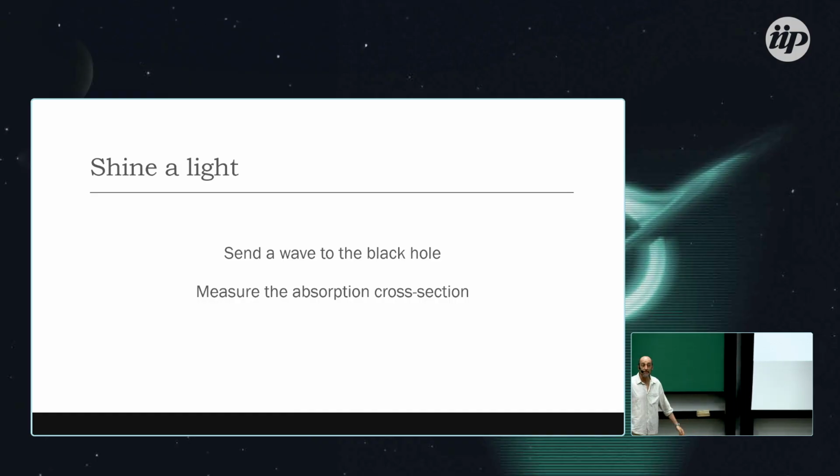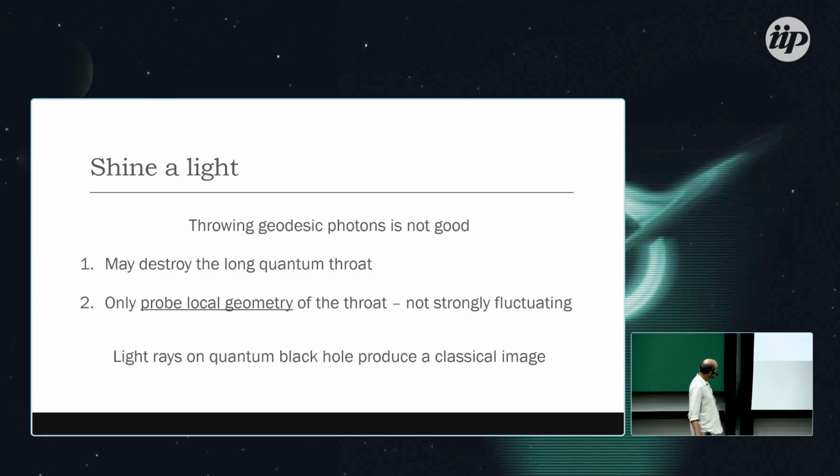We send a wave to the black hole, and then we measure the absorption cross-section. That's the most basic thing that a physicist learns as an undergraduate that you should be doing to observe a physical system. So how do we shine the light on the black hole? Well, you might think of actually going with your torch and shining it on the black hole. That's not good. You don't want to throw photons following a geodesic at the black hole. First of all, that would likely be high enough frequency that it may destroy the long quantum throat.